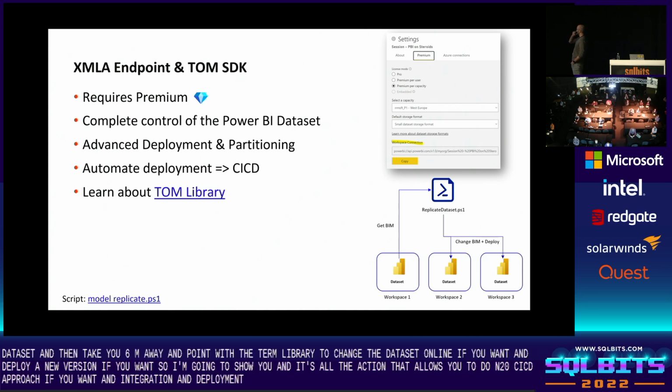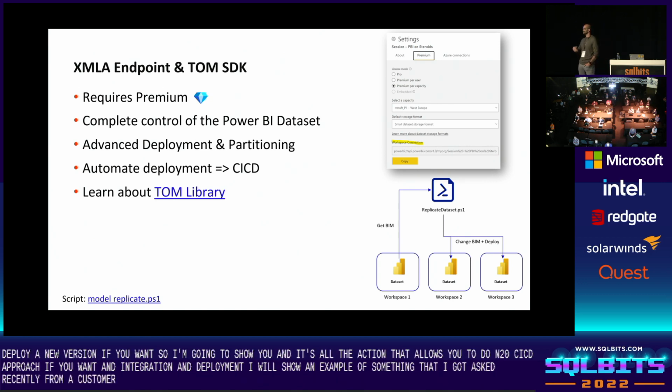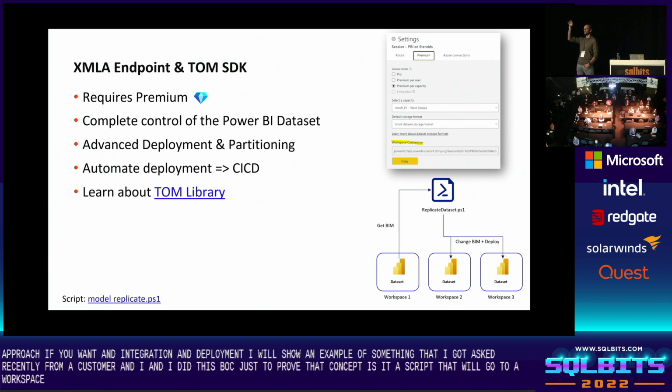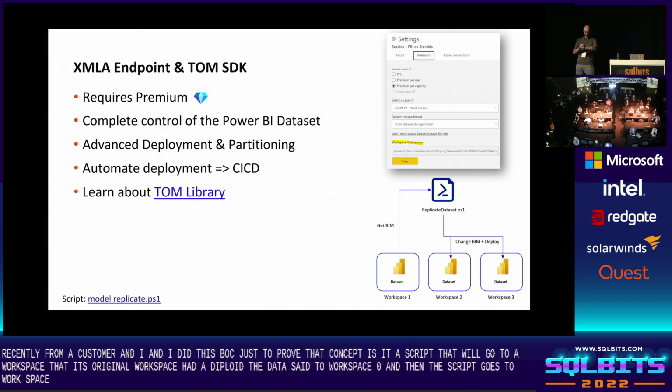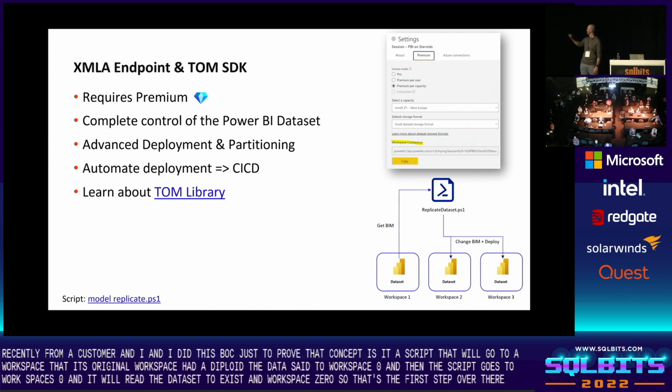I will show you an example of something that I got asked recently from a customer, and I did this POC just to prove that concept. It's a script that will go to a workspace. That is an original workspace. So I deploy the data set to workspace 0. And then the script goes to workspace 0 and it will read the data set that exists in workspace zero. So that's the first step over there, the get BIM.